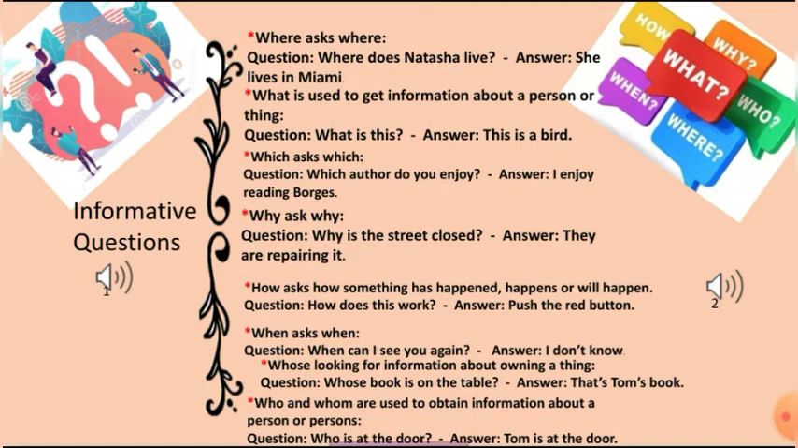How asks how something has happened, happens or will happen. Question: how does this work? Answer: push the red button. Which asks which. Question: which author do you enjoy? Answer: I enjoy reading Borges. Whose asks for information about owning a thing. Question: whose book is on the table? Answer: that's Tom's book.